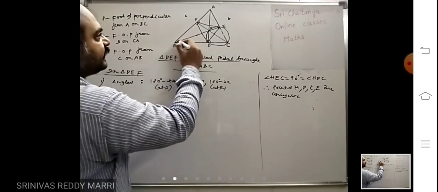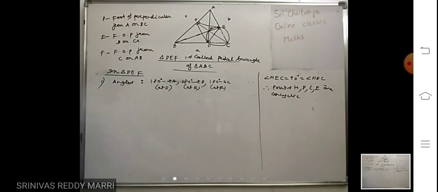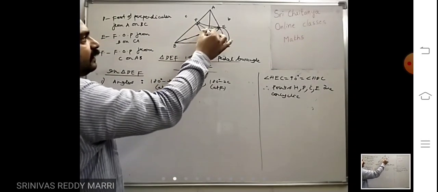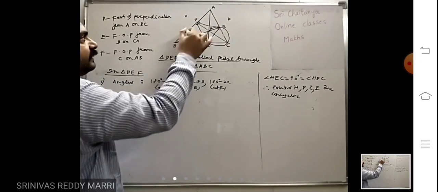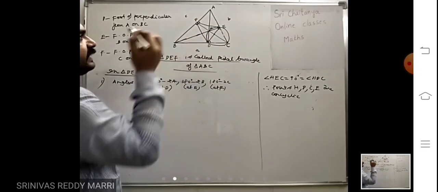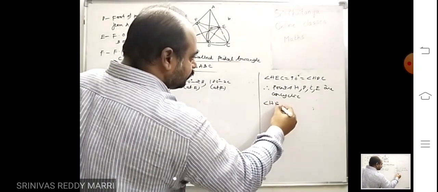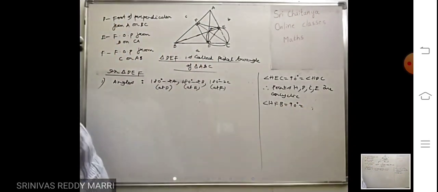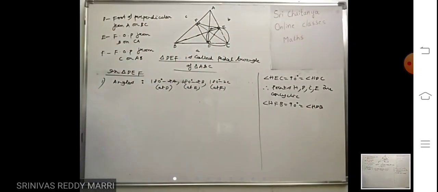Look at HB. This HB is there. Now in triangle HFB, this angle is 90 degrees. In triangle HDB, that is also 90 degrees. I am writing here: angle HFB equals 90 degrees equals angle HDB. This is also 90 degrees.